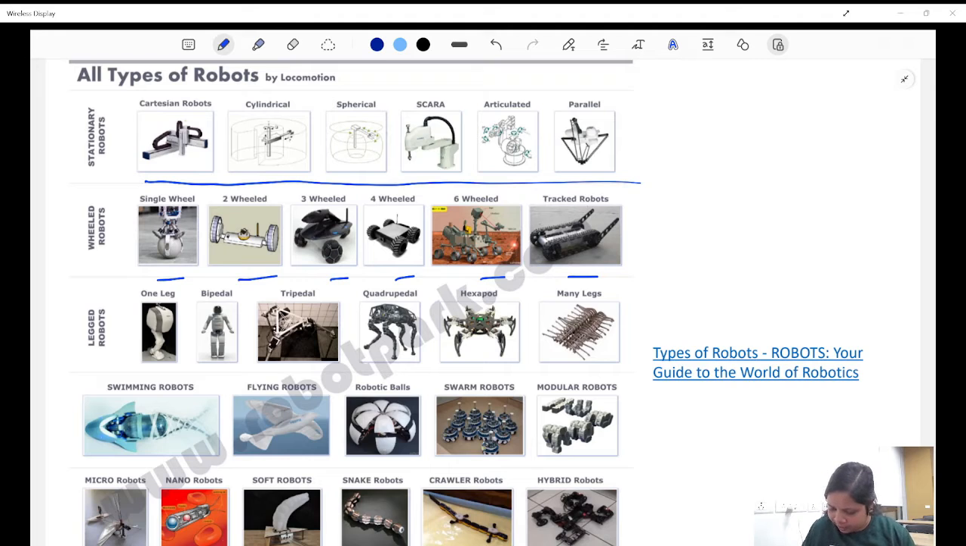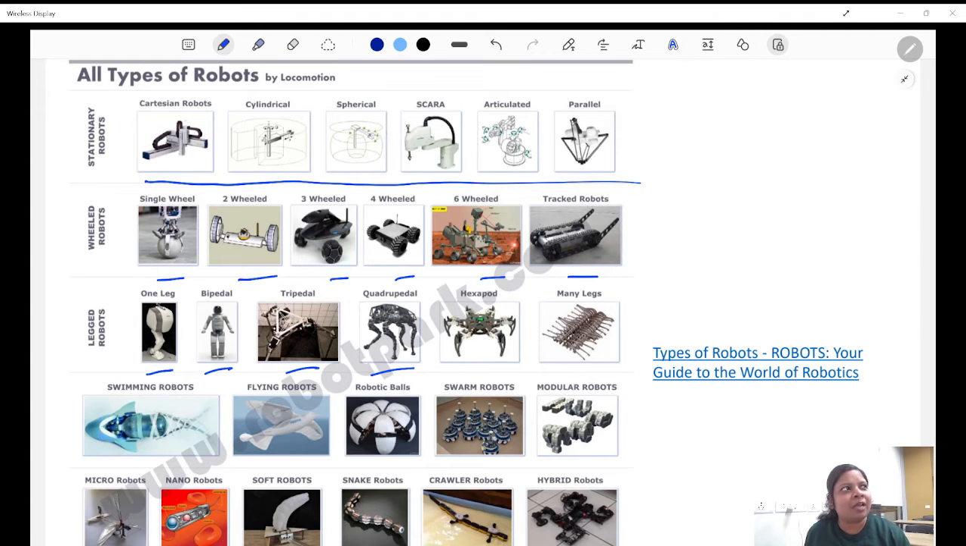Now, in legged robots, you can see one leg, bipedal. Bipeds are the humanoids. You might be aware of this company which has got ties with Reliance Industries Limited, and it is making the first humanoid in India. So that's a really interesting project. Then this is a tripedal robot. Quadrupeds are the robots which have four legs and they are well into the picture.